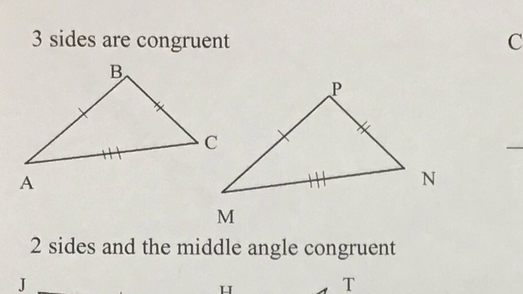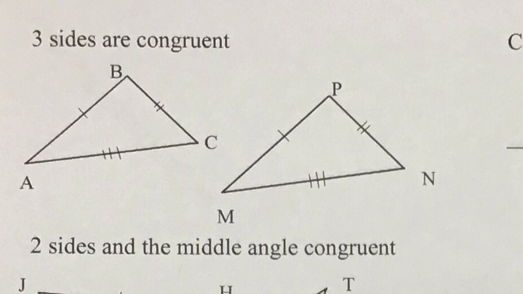Okay, so what kind of markings are these? For sides, right? This means that this side is congruent to this side. It has a single tick mark. Double tick marks go with double tick marks, and triple tick marks go with triple tick marks.